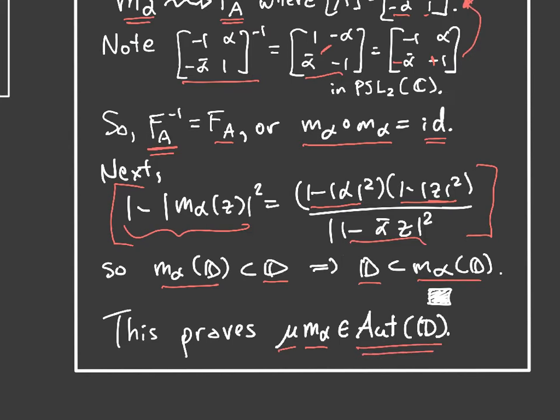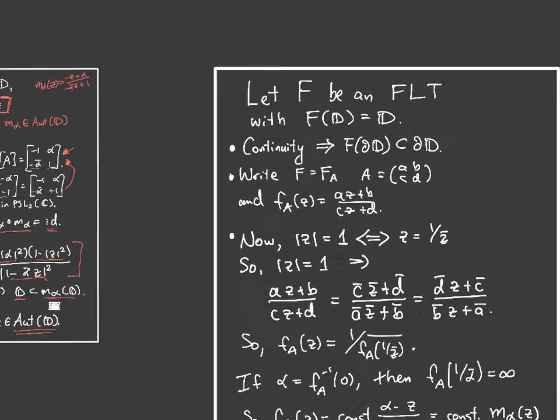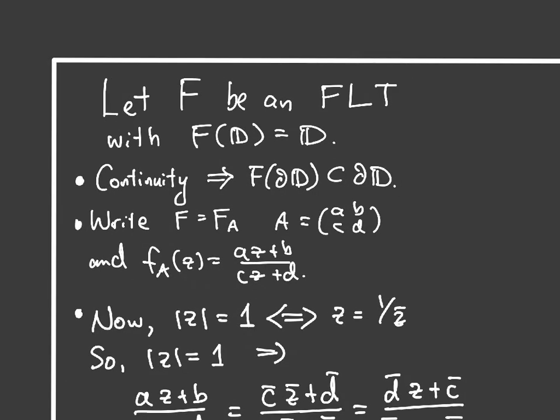The main thing now is to show the converse. So let's look at an FLT that sends the disk onto the disk. Again, a continuity argument similar to what we did with the upper half plane shows that it sends the unit circle into the unit circle. Let's write our FLT using a matrix, and we'll define little f mapping on just the complex numbers as we've done before.